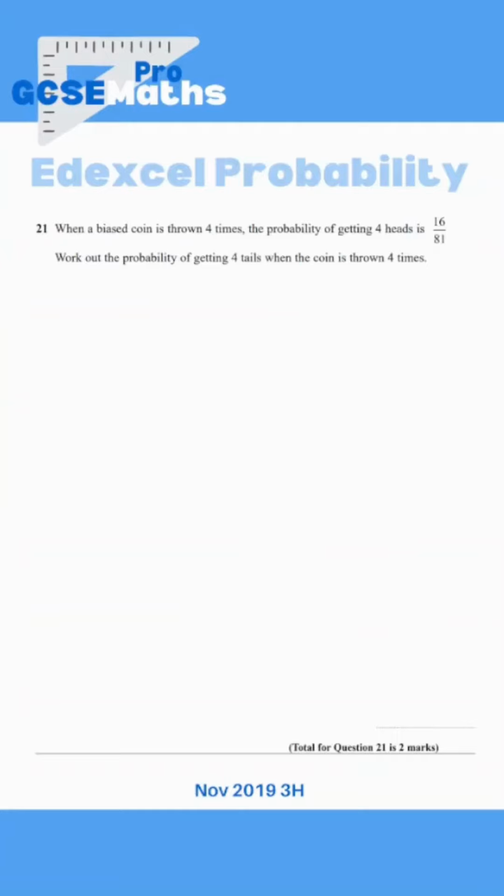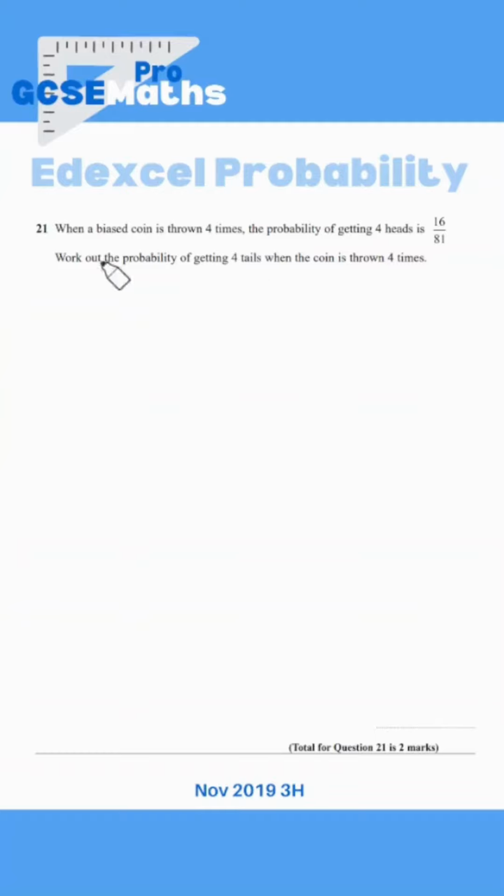Here are some of the hardest Edexcel probability questions. Do you know how to tackle this one? We've been told that when a biased coin is thrown 4 times, the probability of getting 4 heads is 16/81. Work out the probability of getting 4 tails when the coin is thrown 4 times.